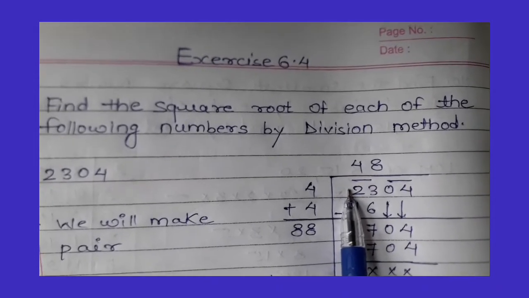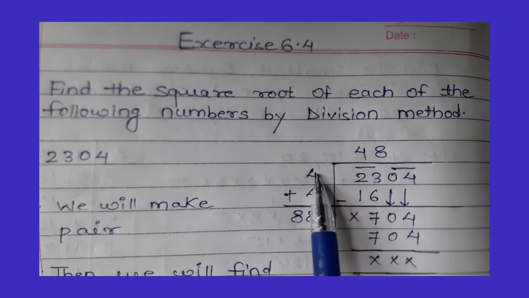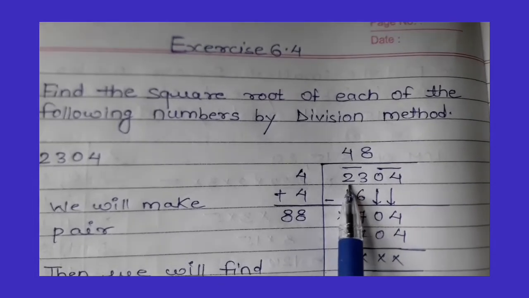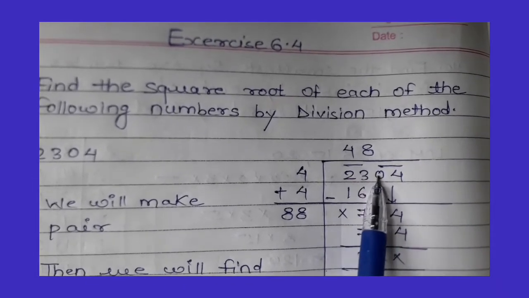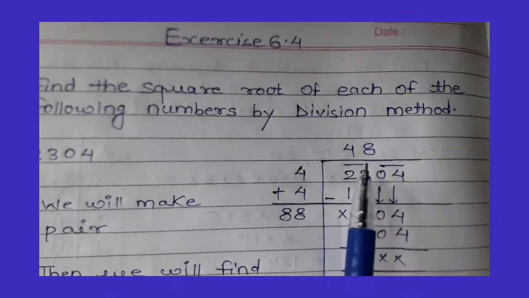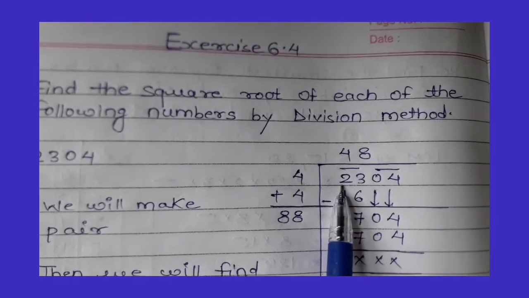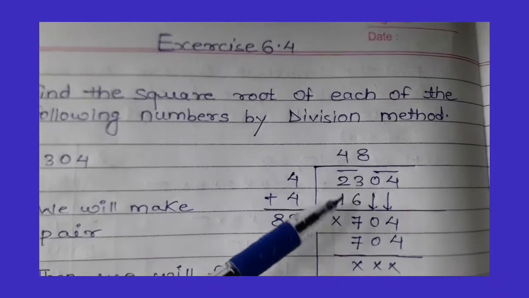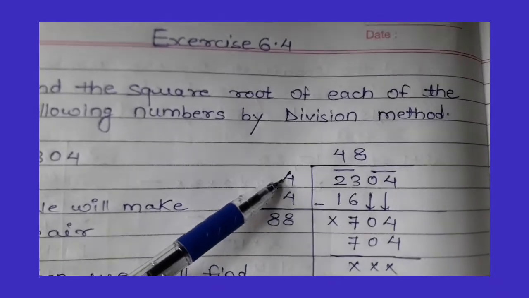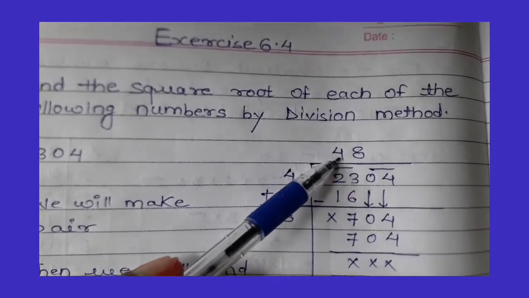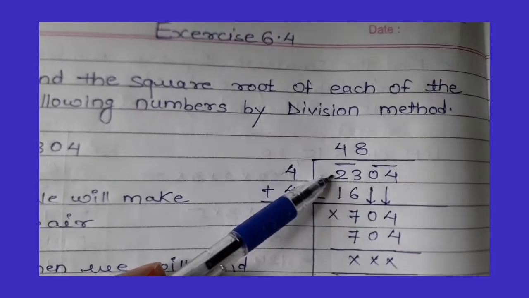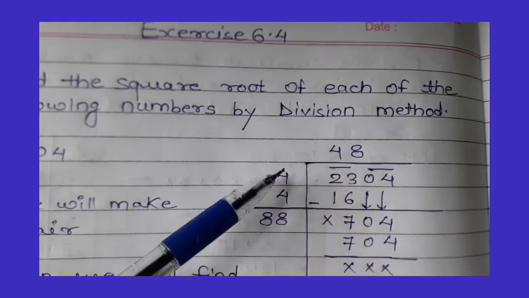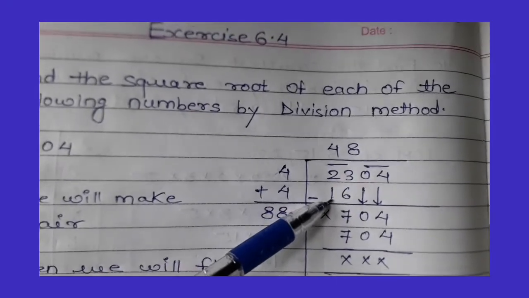Now we'll find such a number whose square is equal to or less than the first pair. You can see 4 4s are 16. If we take 5, then 5 5s are 25, so 25 will be greater than 23. So we'll take 4. 4 4s is 16.